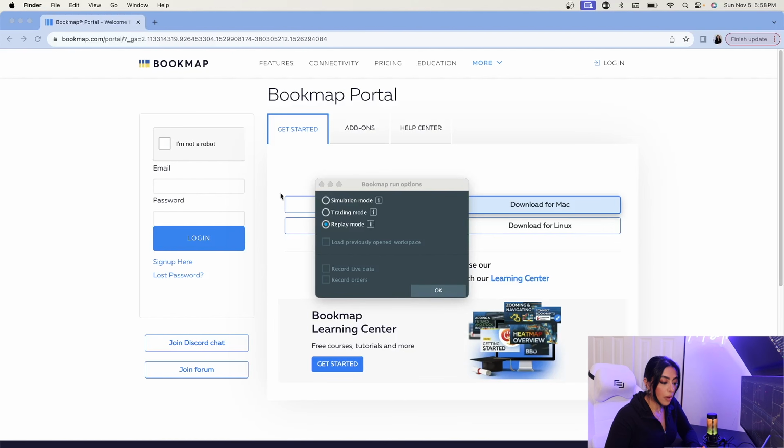Once you open Bookmap, you'll get something like this that'll give you 3 different modes. The mode that you want to use is simulation mode. The trading mode is the one that you utilize if you have connected your broker and you're actually trading through Bookmap. And then the replay mode is, so if you click simulation mode here, it records the live data.